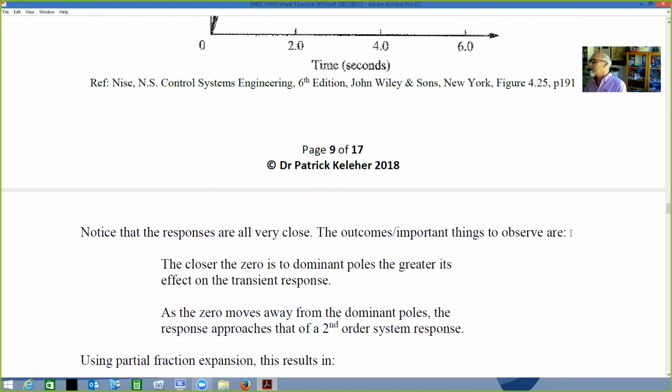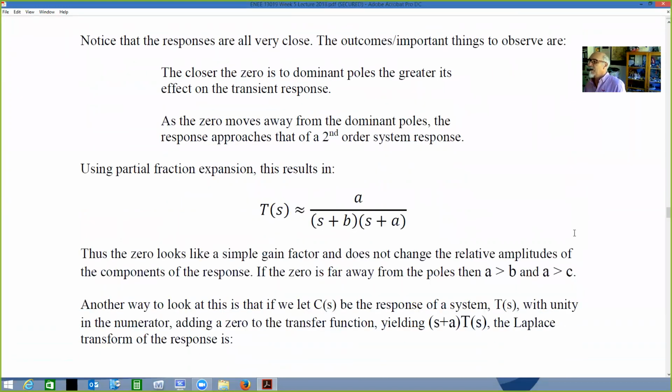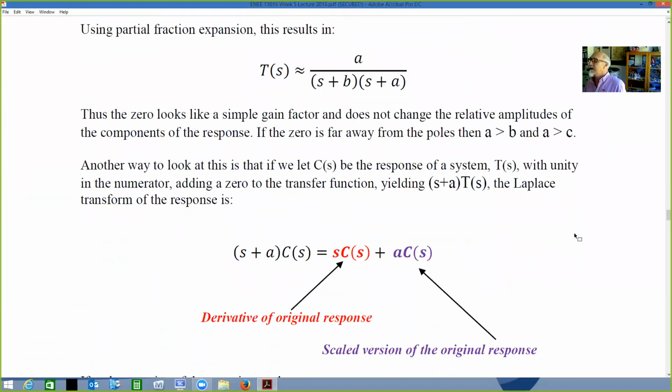The important things to observe in the outputs are that the closer the zero is to a dominant pole, the greater its effect on the transient response. And as the zero moves away from the dominant poles, the response approaches that of the second order system. Using partial fraction expansion in this case, you end up with T(s) approximately equal to A over the two factors, (s + B) multiplied by the other factor, (s + A). Thus, the zero looks like a simple gain factor and does not change the relative amplitudes of the components of the response. Now, if the zero is far away from the poles, then A is much greater than B and A is much greater than C.